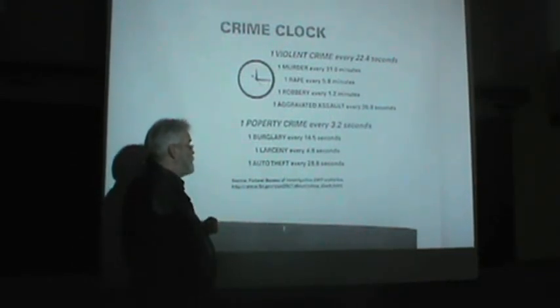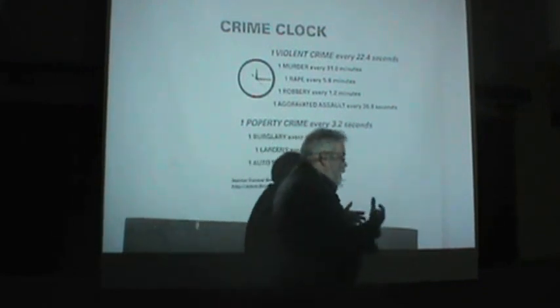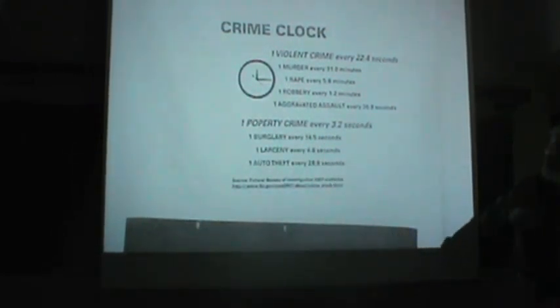One burglary every 14.5 seconds. One larceny every 4.8 seconds. And finally, one auto theft under every 30 seconds, I guess it's 28.8 seconds.